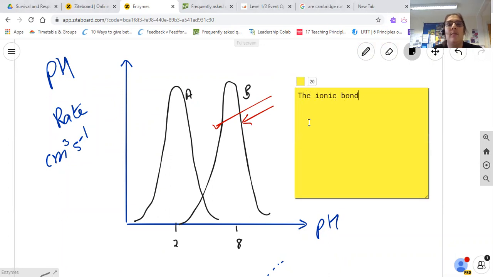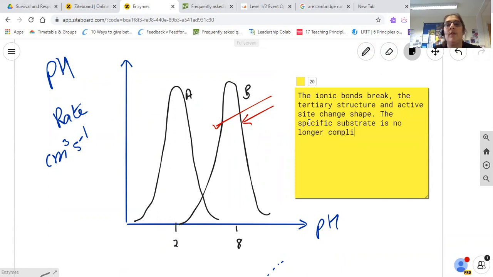The ionic bonds break, the tertiary structure and active site change shape, the specific substrate is no longer complementary and cannot bind. Fewer or sometimes no ES complexes are formed. So it's fairly straightforward. You'll note again, I'm using all of those keywords that we mentioned before.